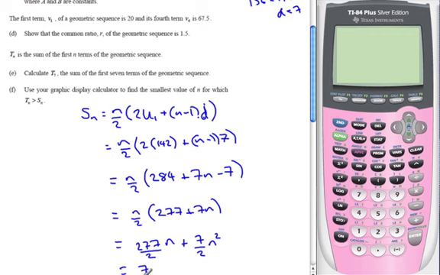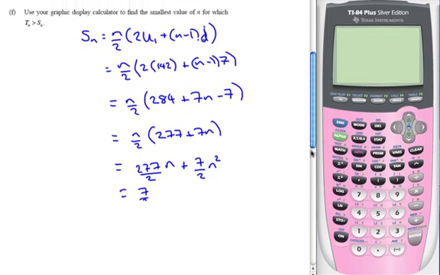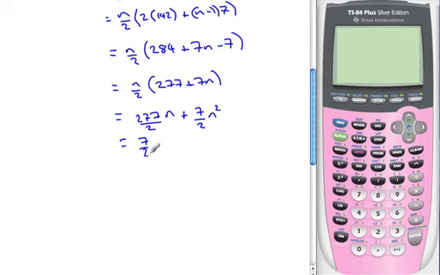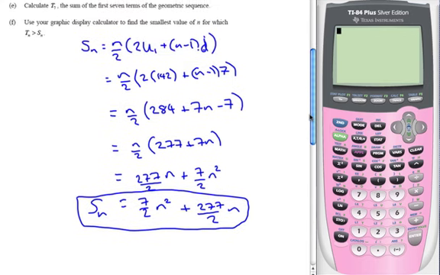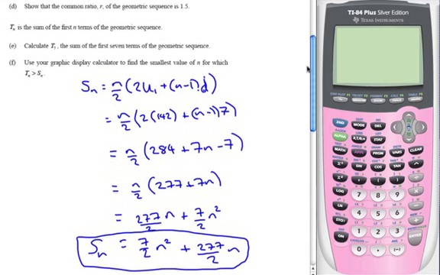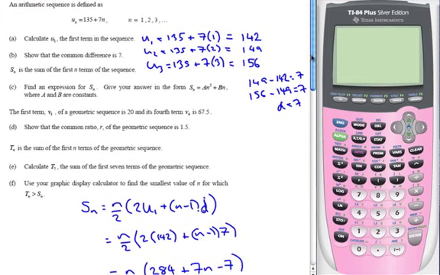So 7 over 2 n squared, so that's my A, add 277 over 2n. There we go. Alright. Where have we got to then? Let's go up here. Okay, so that's part C. We've done part A and part B.